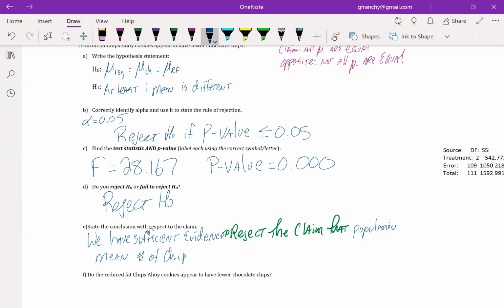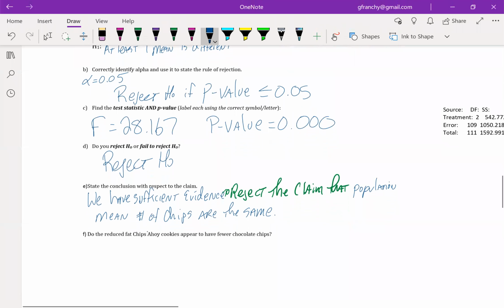I'm gonna cheat a little bit here. I'm being naughty and paraphrasing the claim. So we have sufficient evidence to reject the claim that the population mean numbers of chips are the same. So one of these population mean numbers of chips is different from the other two. It's possible that all three are different from each other.